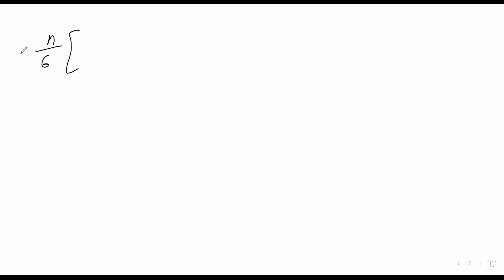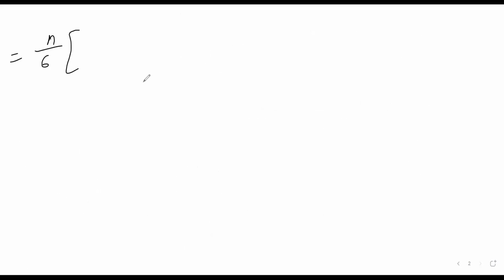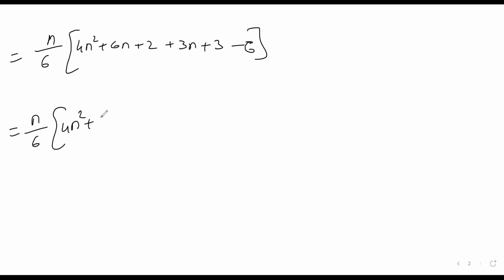So this will be n by 6. This 2 will get multiplied inside, it is 4n square plus 6n. It's 4n square plus 6n plus 2 plus 3n plus 3 minus 6. So it is n by 6, 4n square plus 9n minus 1. This is your answer for the first sum.